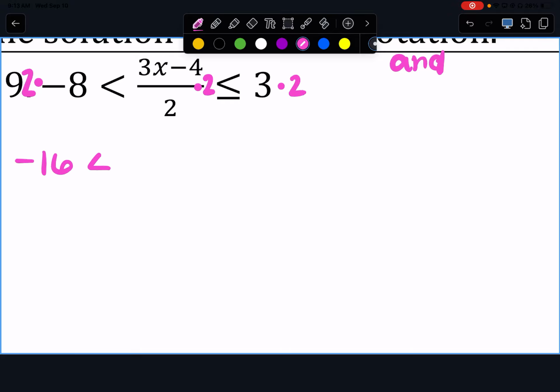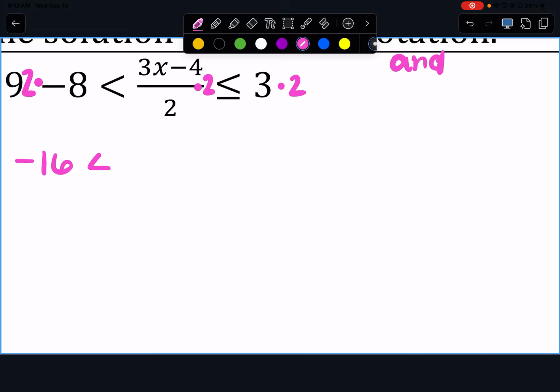Negative 16. Wait, how is it? Since it's in between, it's saying x is bigger than this but less than this. It's putting it in the middle of them. So that means it's "and". When it's written like that, it means it's an "and" inequality.